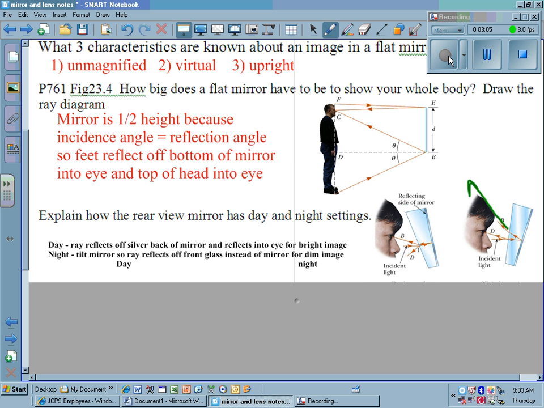And where you get the light from is the reflection off the front part of the glass, because the mirror is glass, and then on the back of it, it's silvered. So you only get 4% of the light being reflected off the glass, and it simply reflects right into your eye like that. So the light you see is a lot dimmer, but since it's bright light, you can still see that there are cars behind you. So once again, during the day, the ray reflects off the silvered back of the mirror and into your eye. During the nighttime, you tilt the mirror so the ray reflects off the front glass instead of the mirror for the dim image.